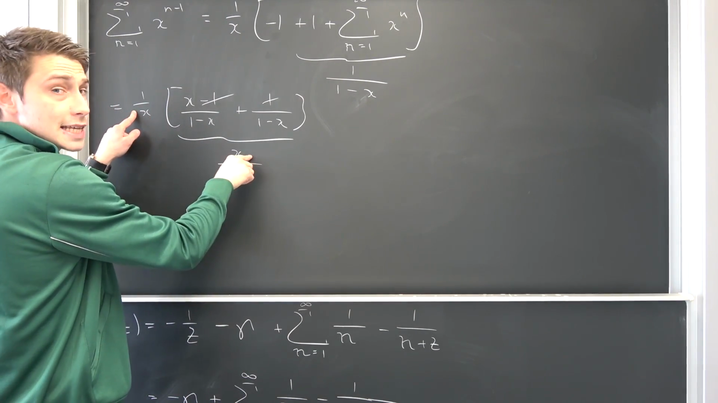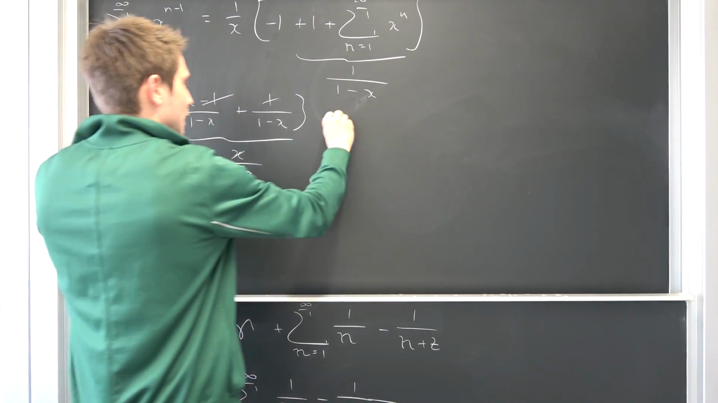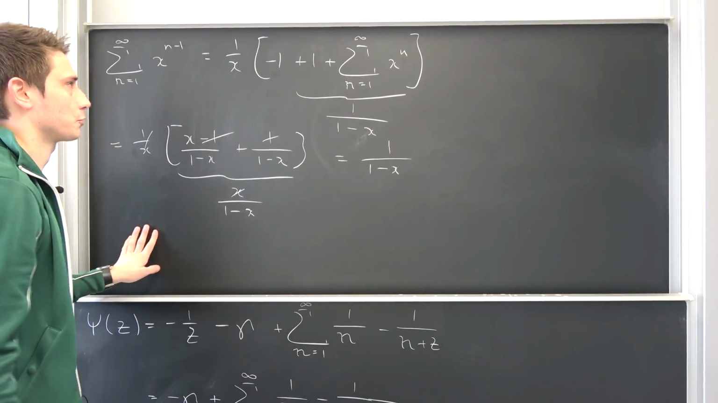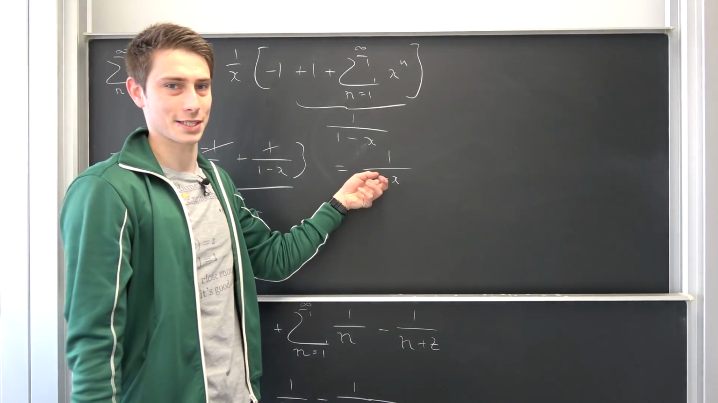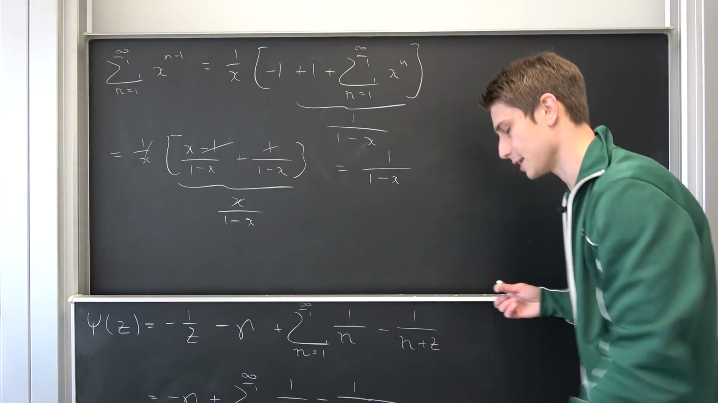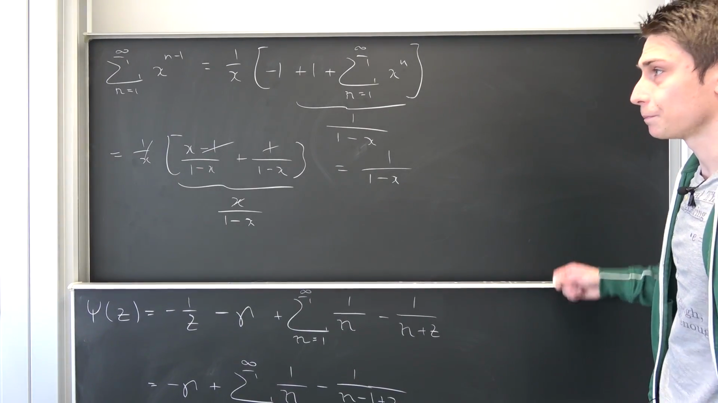1 over x and this x are going to cancel out in the process, leaving us with 1 over 1 minus x. And this is kind of cool, it's just our regular old geometric series that we have here. I just like doing those algebraic manipulations so that you can actually see where this stuff comes from.